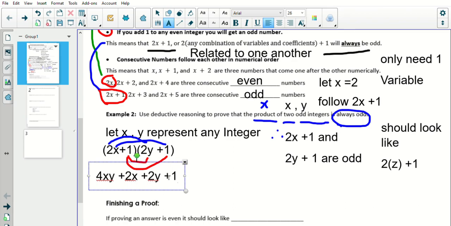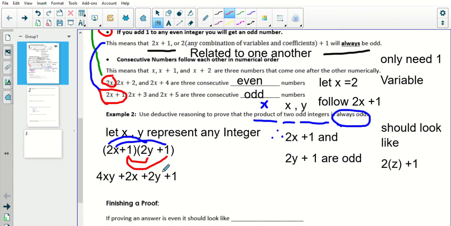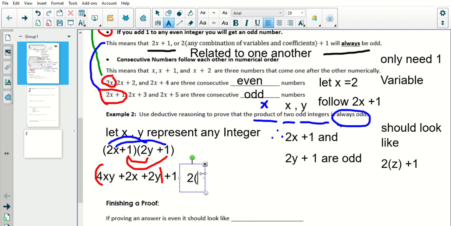But I can take a look, is there a common factor in any of that? And I know many of you are probably going to say, well, I really want to pull a 2 out, but this last term right here doesn't have a 2 in it. Well, that's okay. Let's just say we'll take this, and we can pull a 2 out of here. So when we do that, we get 2 times 2xy plus x plus y. And I'm going to leave that 1 alone.